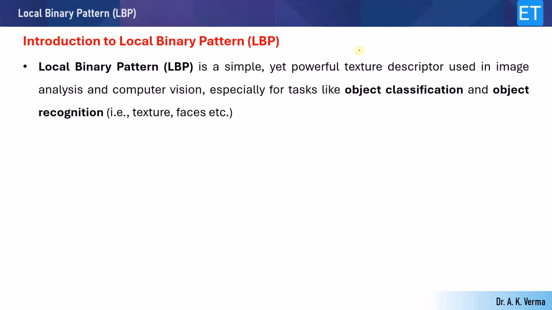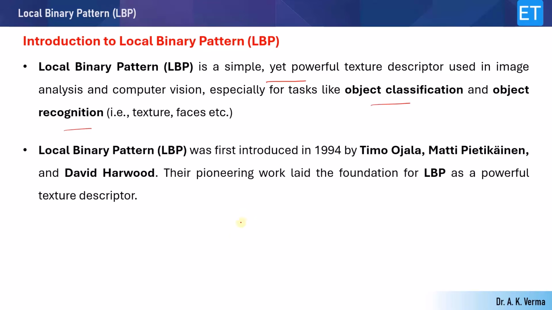This local boundary pattern is a simple yet very powerful feature descriptor that is used in image analysis and computer vision, especially for tasks like object classification and object recognition. So this LBP was first introduced in 1994 by Tim Ojala and his team. Their work laid the foundation of LBP as a very powerful texture descriptor.